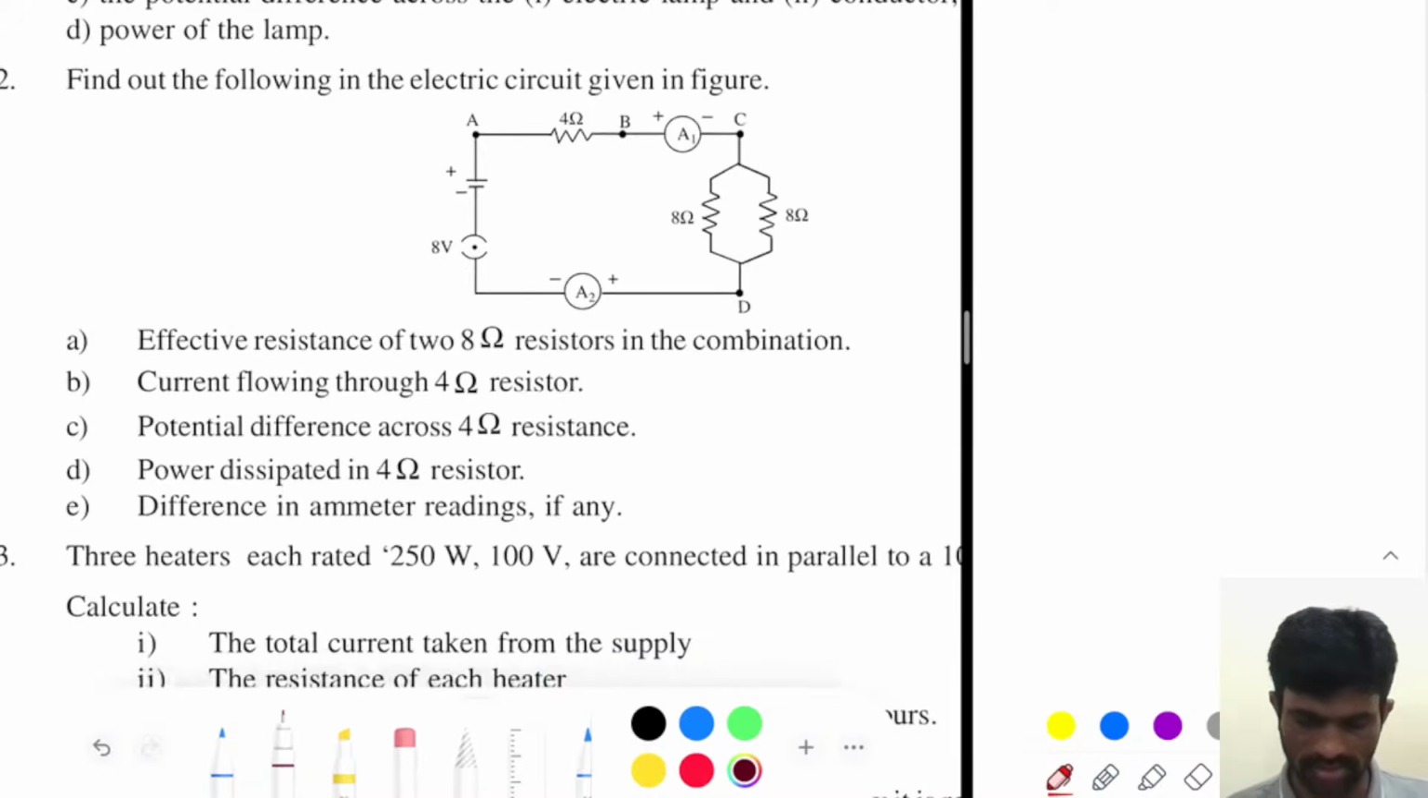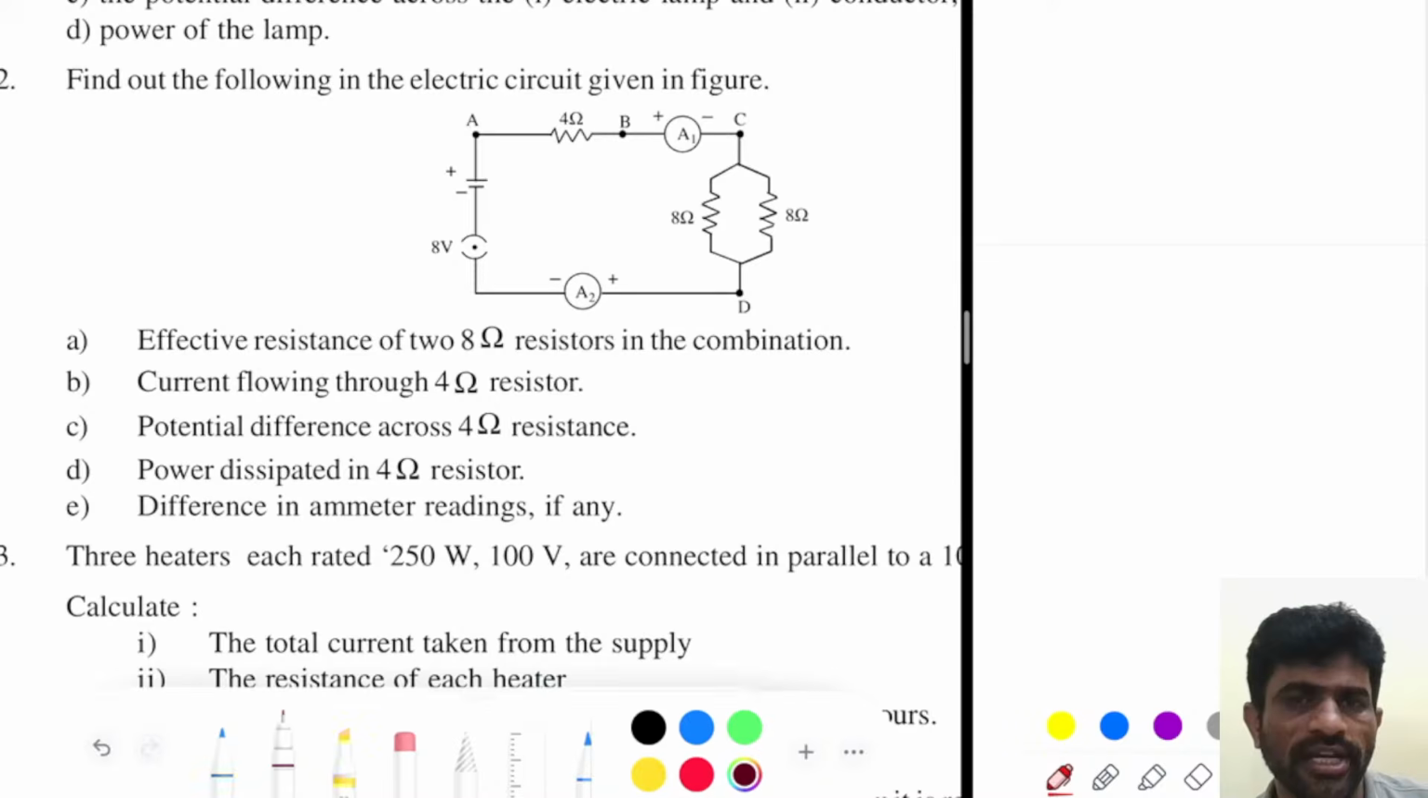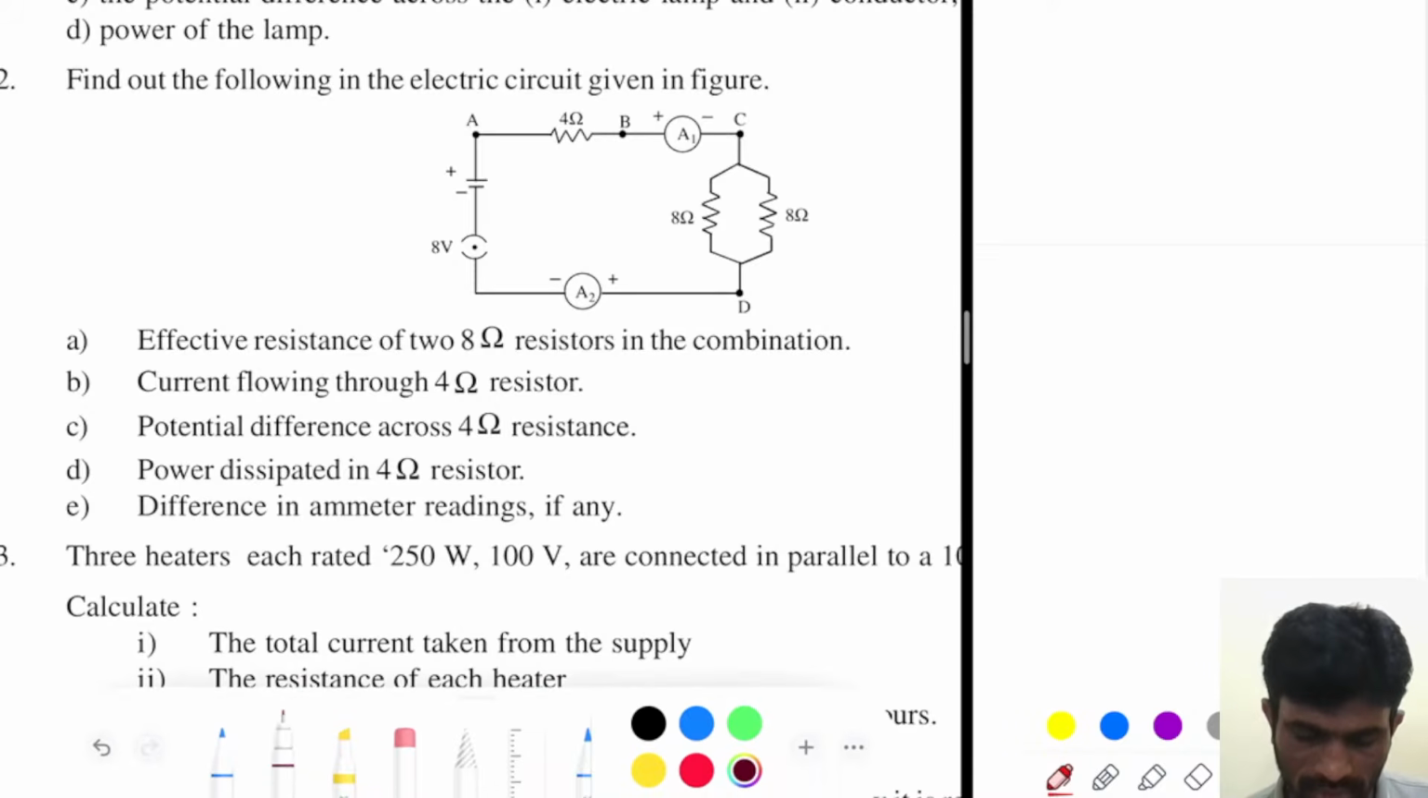What is given here? Find out the following in the circuit given in the figure. First one, effective resistance of two 8 ohms resistors in the combination. Two 8 ohms resistors are connected in parallel. So how do we find effective resistance here?